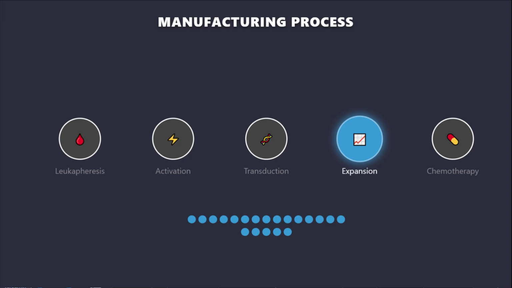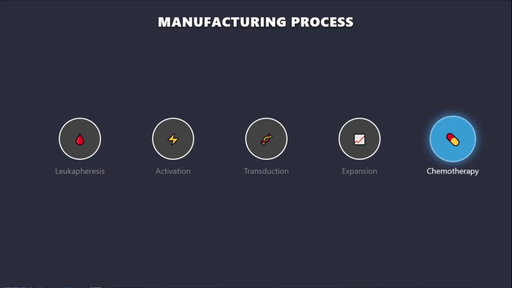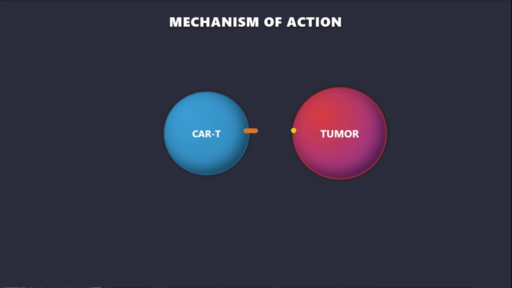The final product is then cryopreserved and subjected to rigorous quality control testing before being infused back into the patient. Before infusion, patients typically undergo lymphodepleting chemotherapy, usually involving fludarabine and cyclophosphamide, to reduce endogenous lymphocyte counts. This step is essential to enhance chimeric antigen receptor T-cell engraftment and persistence. Once infused, CAR T-cells circulate and bind to the target antigen on the tumor cell surface, exclusively via the single-chain variable fragment domain.